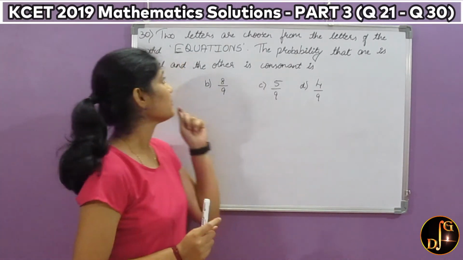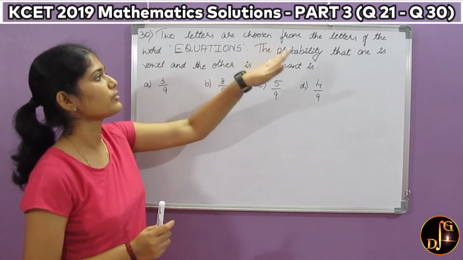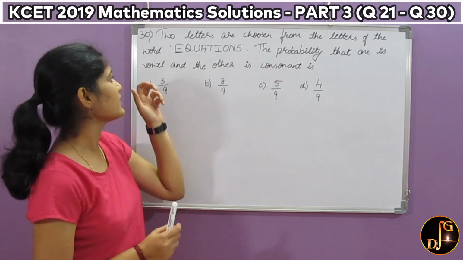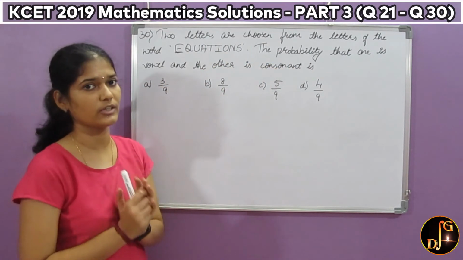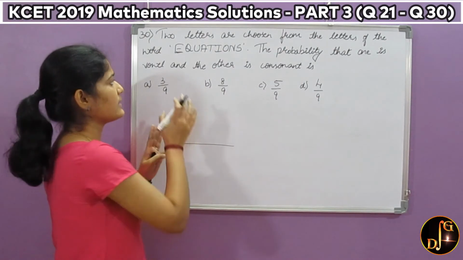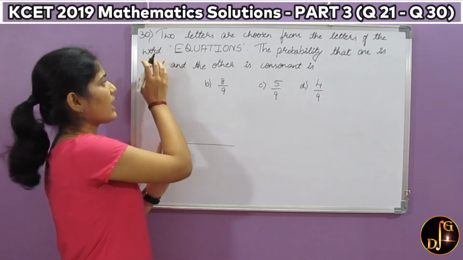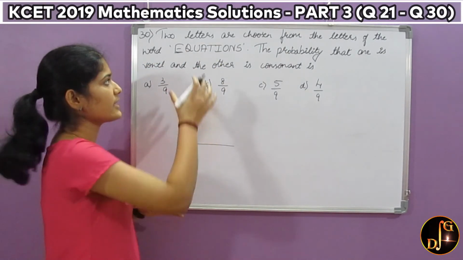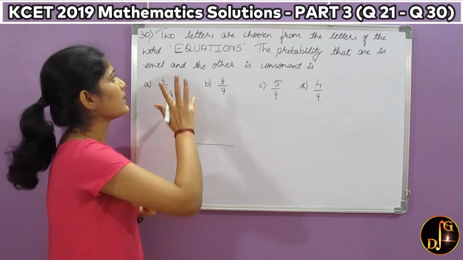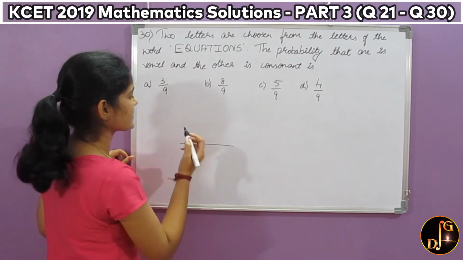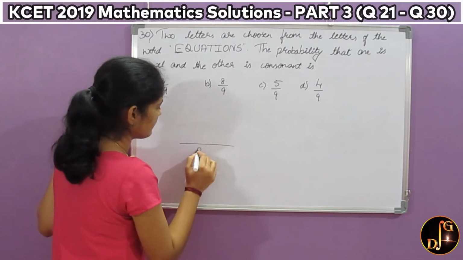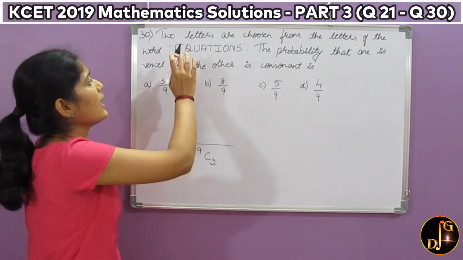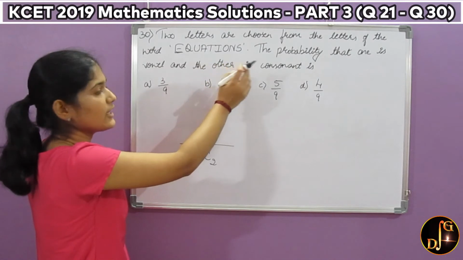In this problem, they have given that two letters are chosen from the letters of the word EQUATIONS. And we have to find the probability that one is a vowel and another one is a consonant. To find the probability, we have to find the number of ways in which one vowel and one consonant can be taken, divided by all the possible ways in which two letters can be chosen. That means here there are 9 letters in total. So the denominator will be 9C2. That means we have to choose 2 letters from 9 letters. In that we want one vowel and one consonant.